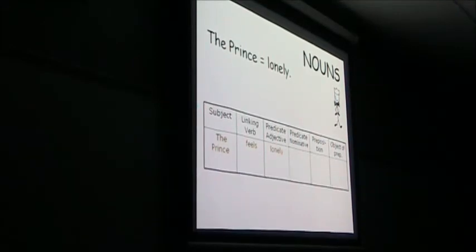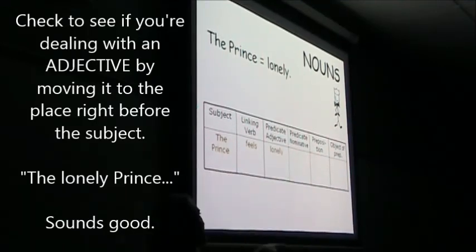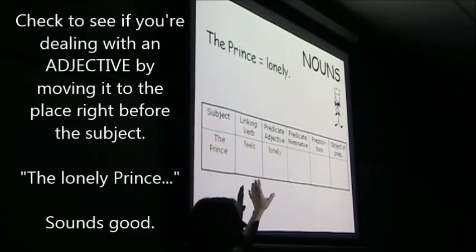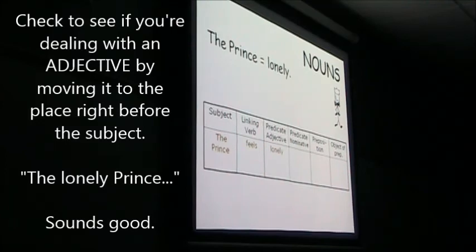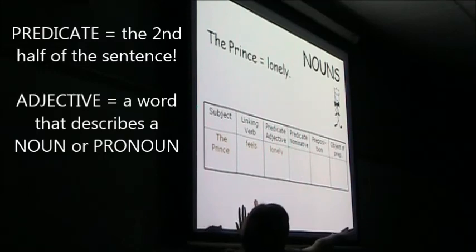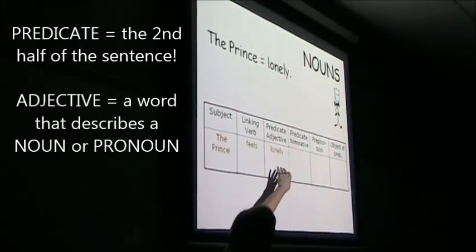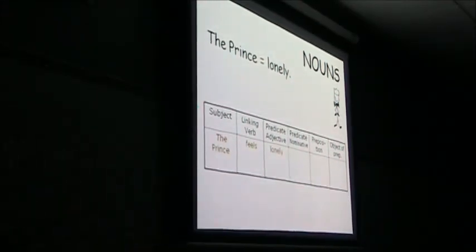If I wanted to reorganize this, I could say the lonely prince, yada, yada, yada. You can tell you're dealing with an adjective if you could take whatever word you think might be an adjective and move it to the beginning of the sentence and see if that would start a whole new sentence. The lonely prince, yada, yada, yada. Well, that works fine. So I know it's a predicate adjective. It's a predicate adjective because it's in the predicate. The predicate is anything from the verb on in a sentence. It's the second half of your sentence. So if I have this word that's describing my subject, but it comes after the verb, that's called a predicate adjective because it's in the predicate and it's an adjective describing my subject.